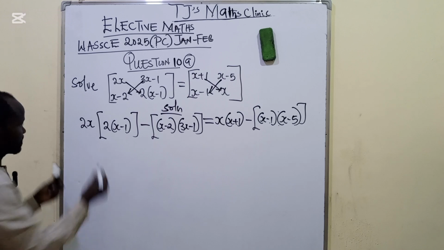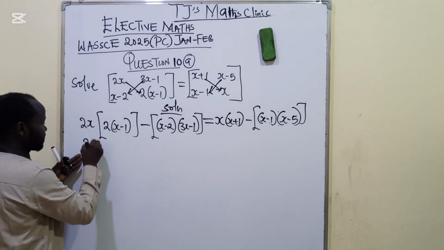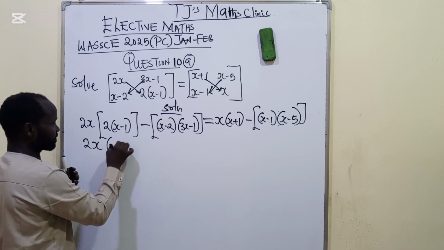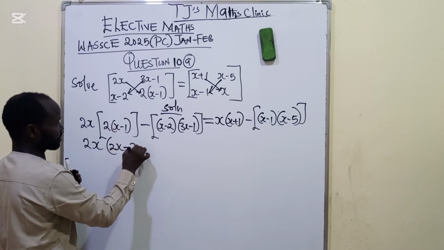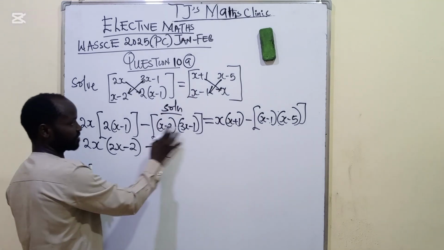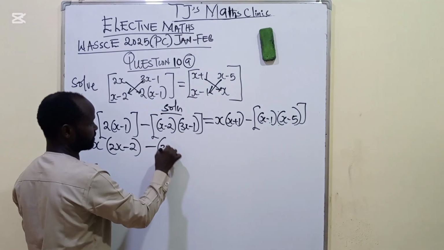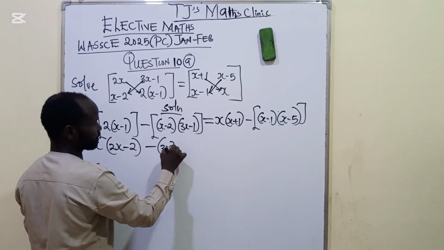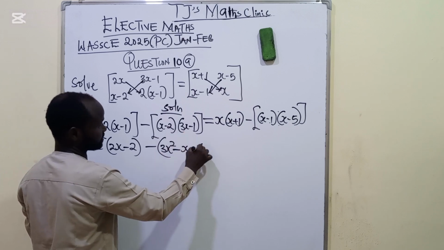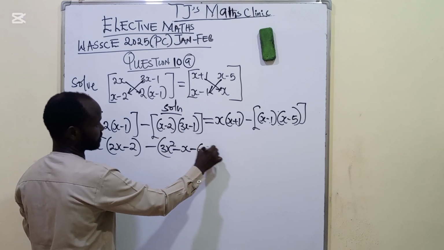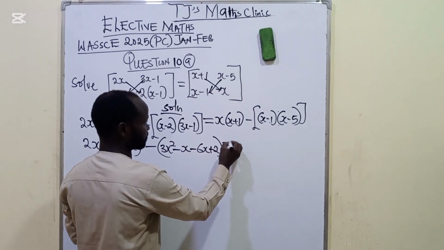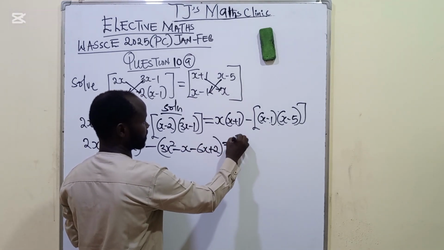But before we do that, we can write this as 2x into 2 times x is 2x, 2 times minus 1 is minus 2. Then we have the minus, we expand this. x times 3x, that's 3x squared. x times minus 1 is minus x. Minus 2 times 3x is minus 6x. Minus times minus will be plus 2. We close the bracket.